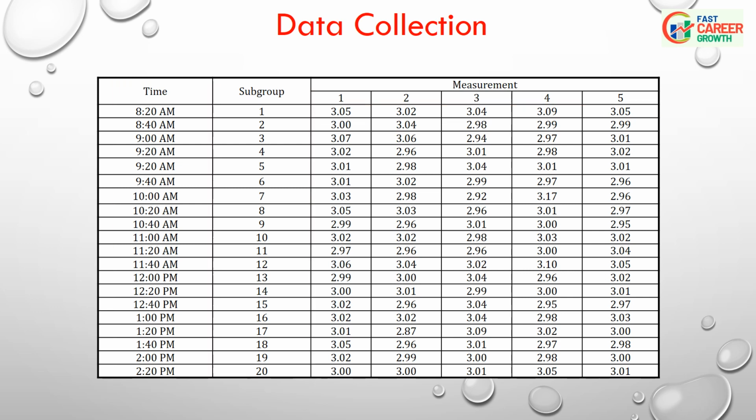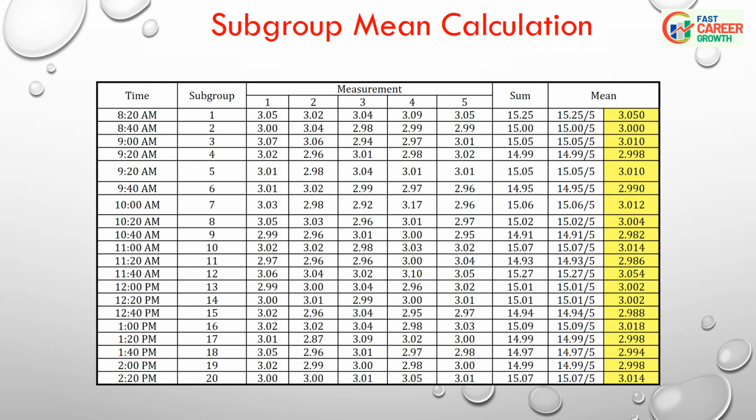First calculate the sum of the values in each subgroup. Then this total value is divided by the total number of samples in each subgroup, which is 5. Finally, you will get the mean of each subgroup. Likewise, calculate the mean value of each subgroup.